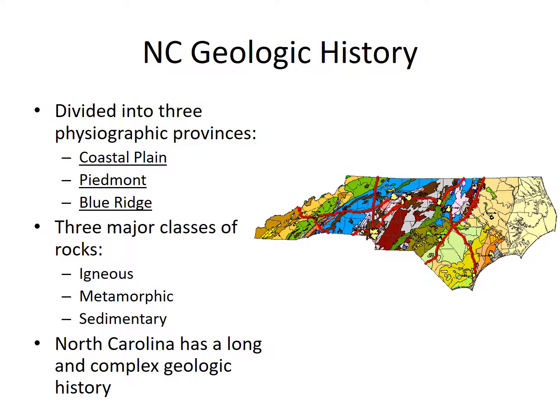You have probably already learned this, but North Carolina is divided into three physiographic provinces. That is the Coastal Plain, the Piedmont, and the Blue Ridge. We also know that the three major classes of rock are igneous, metamorphic, and sedimentary. If you don't remember that, you should go ahead and look back at our last lesson on rocks and weathering. All right. North Carolina has a really long and complex geologic history, and we're going to delve into just a very short piece of that, but you'll get to see more of that when you go to your Explore.